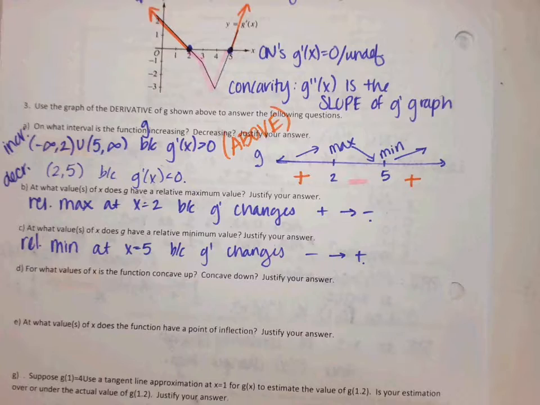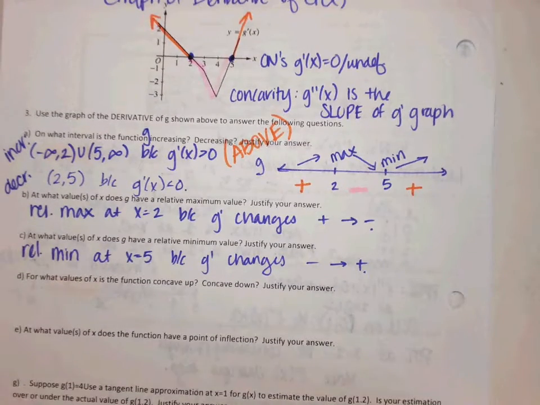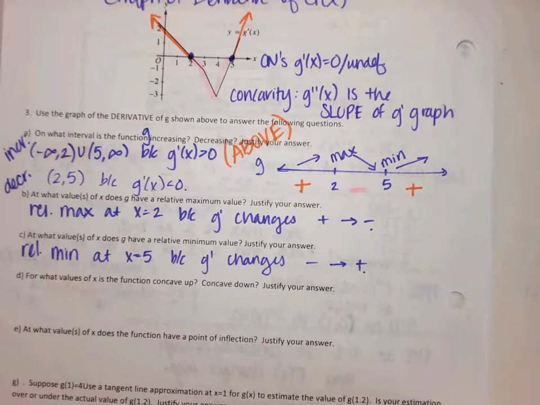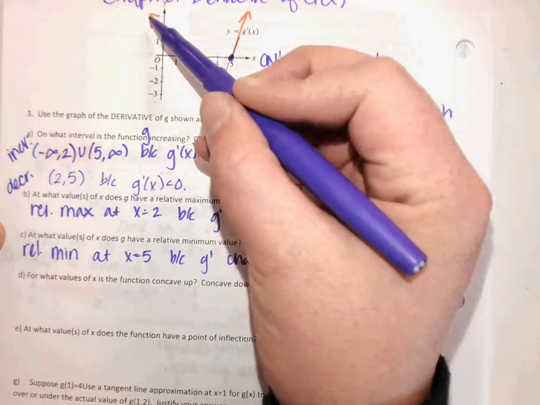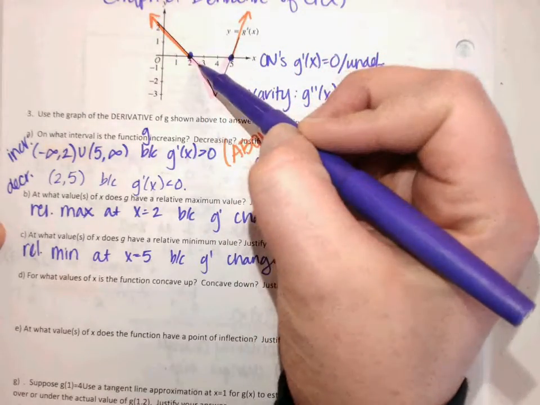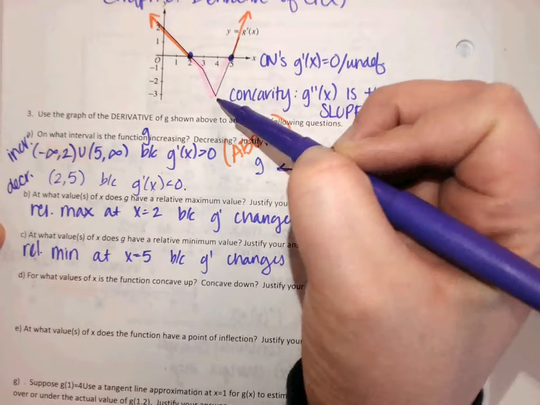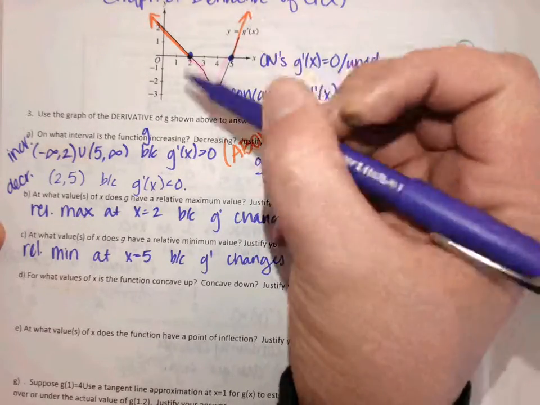Mark an X just like we did yesterday on your paper where the slope changes sign. There's only one spot. What's my slope here? Negative, then what? Where did it change? Put an X at 4.